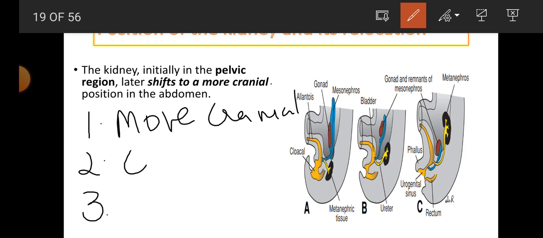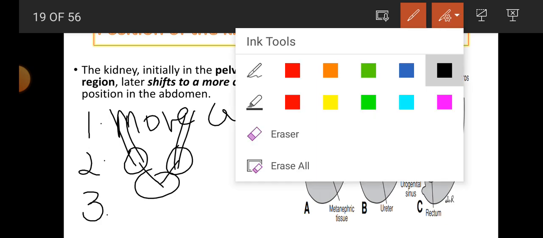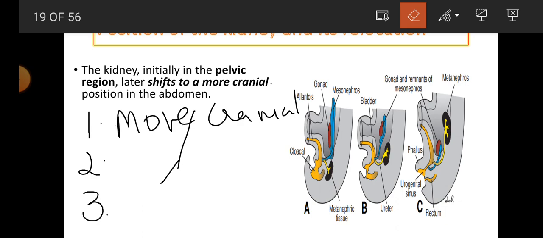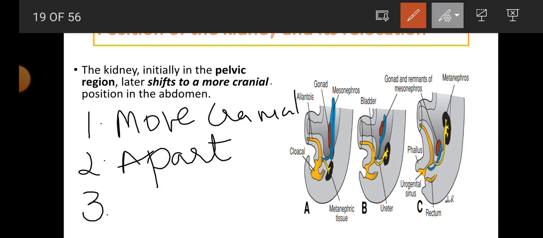Initially, both the kidneys are close to each other because they develop from the mesonephric duct which enters into the cloaca. But as they move cranially, what happens? They move apart from each other. This is the second happening in the positioning of the kidney.